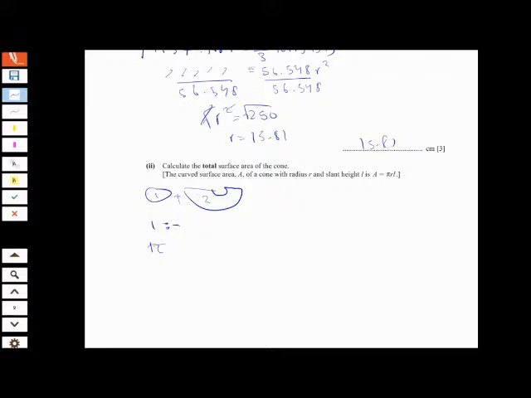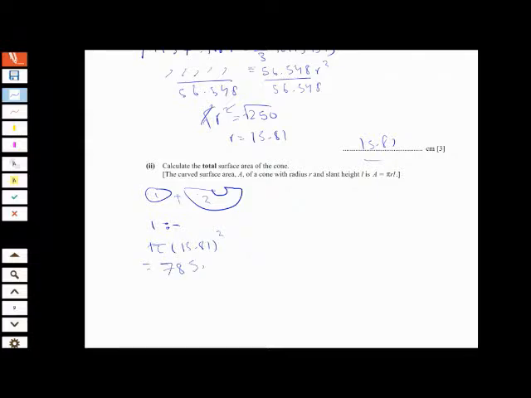R, as we know, is 15.81. We just found it out just now. Square. That would equal 785.26.